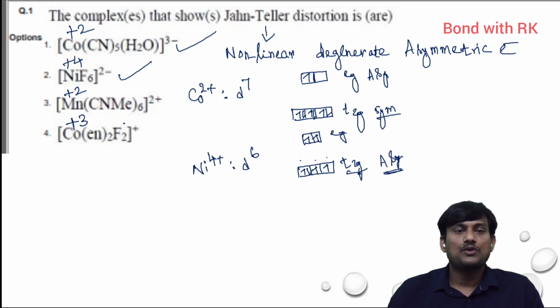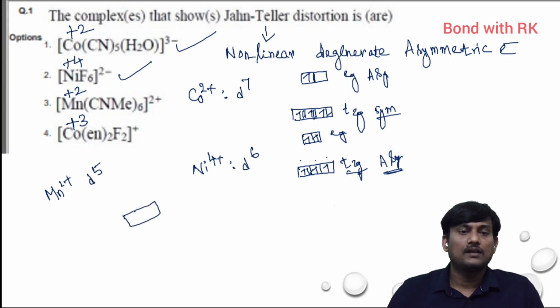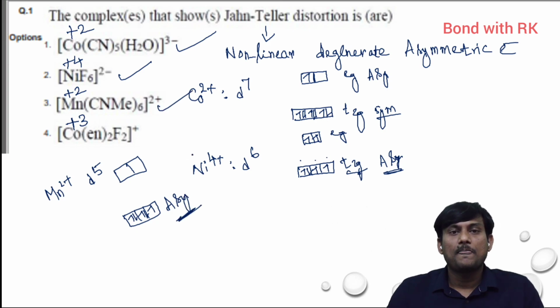Mn2+, strong field ligand. Mn2+ is d5, with a strong field ligand, and this is the distribution of electrons: 1, 2, 3. In terms of strong field ligands, there is a pairing of electrons. Here there is an asymmetric distribution of electrons, so it can exhibit Jahn-Teller distortion.